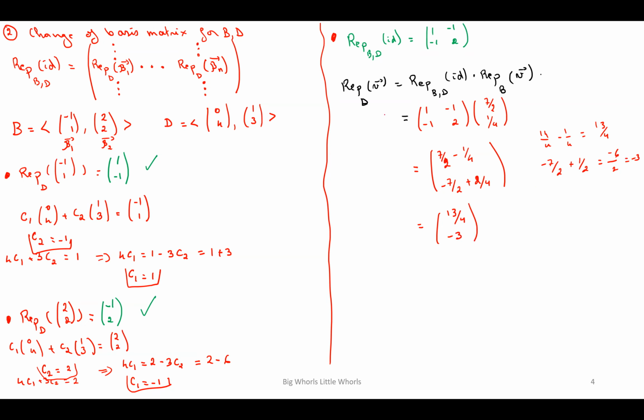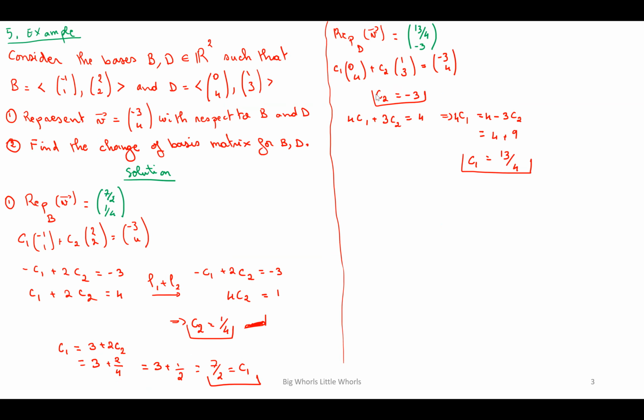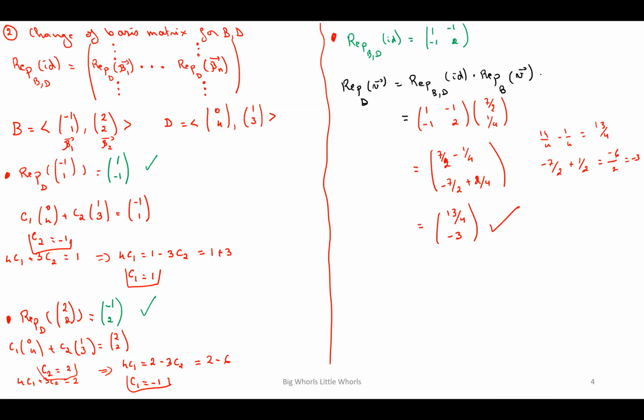We have already found the representation of V with respect to D. So let's see if that was the case. What did we get for the representation of V with respect to D? That's what we found: 13/4 and minus 3. Bingo. So this is a check. We are just checking if what we have done is actually true. Of course, it should be true. That's the theorem and the definition, so it must be true.